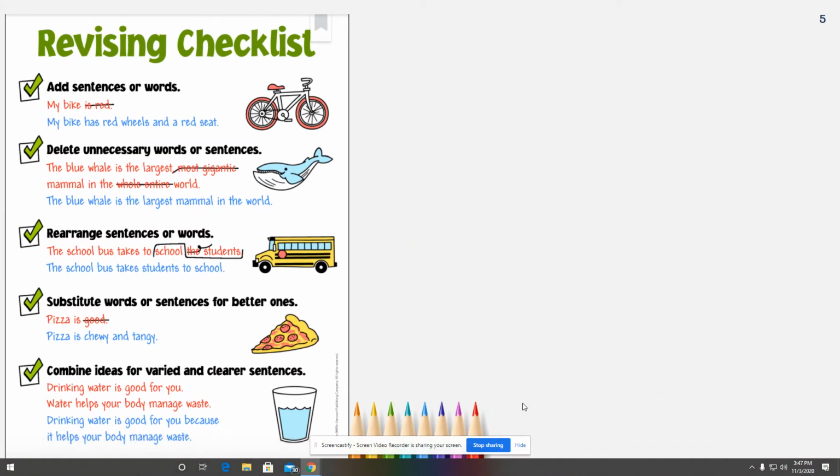Look at this revising checklist. You can take some time now to copy this checklist into your writing journal or a blank sheet of paper. I've also created a link in Google Classroom for a blank checklist if you need one. Make sure you copy this down because you will use the checklist to receive feedback and after you receive feedback.